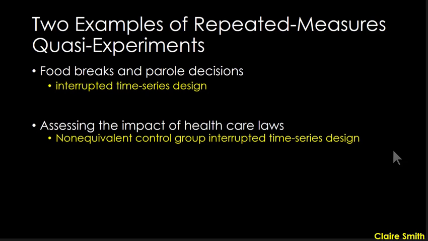We can also have examples of repeated measures quasi-experiments. So we have two examples we're going to talk about. The first is looking at food breaks and parole decisions, which is considered an interrupted time series design. And then we have assessing the impact of healthcare laws, which is kind of a mix of the two different designs. So it's a non-equivalent control group interrupted time series design. So literally just both of the names smushed together because it's kind of a combination of both things.